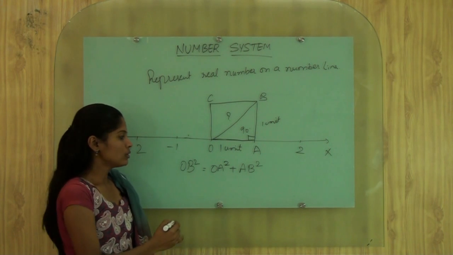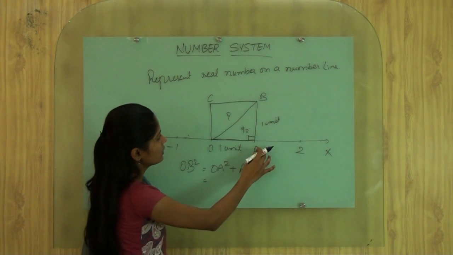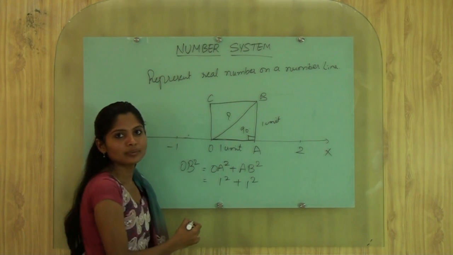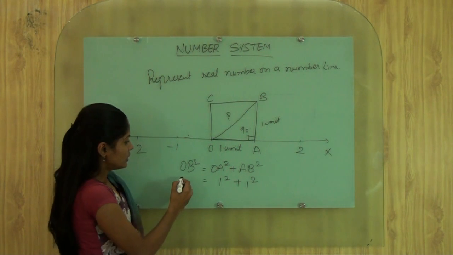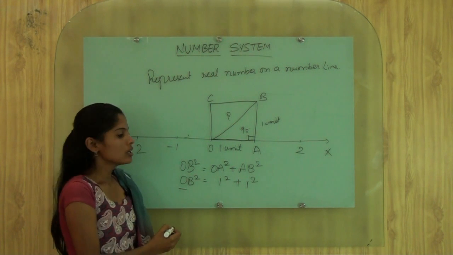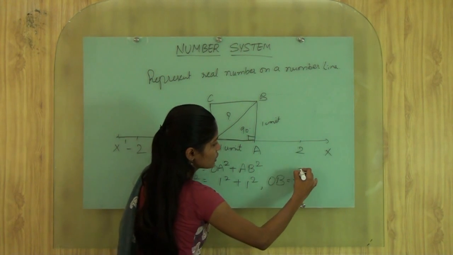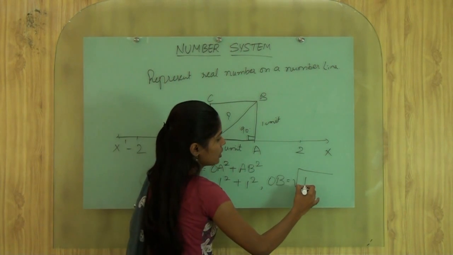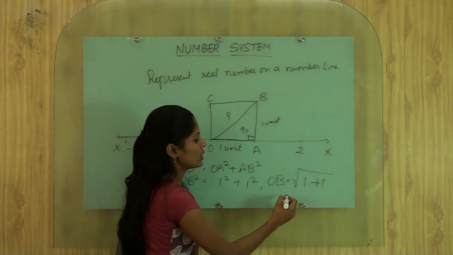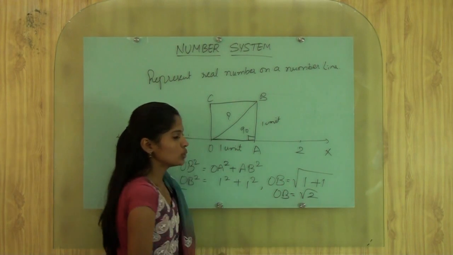Let's substitute the values. We know the value of OA. What's the value of OA? It is 1. 1 square plus 1 square is OB square. We want the value of OB. Therefore, we can write OB is equal to the square root of 1 square plus 1 square. 1 square is 1, 1 square is 1, so 1 plus 1 is 2. Therefore, OB is root 2.